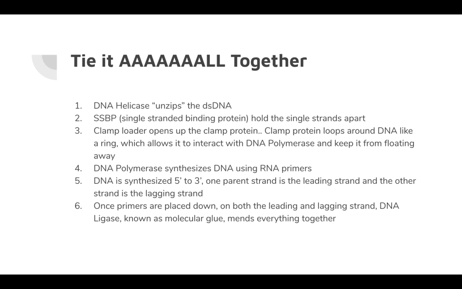DNA polymerase will then continuously synthesize DNA, and on both parent strands, it will have to use RNA primers, whether it's once or multiple times. And that will mean one parent strand is leading and the other is lagging because it has to be synthesized 5' to 3', depending on directionality. Now, once these primers are placed down on both the leading and lagging strands, and the entire process is complete, DNA ligase has to come in, which is known as molecular glue, and it'll just make ends meet. Kind of funny, but also, yes, literally make ends meet.